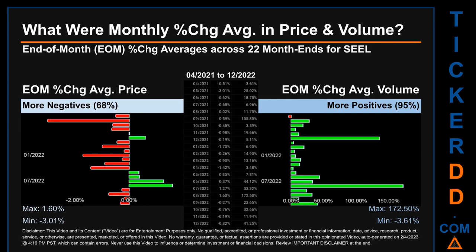In terms of volume, 21 out of 22 month ends had a positive percentage change. That is 95% of month ends saw a positive percentage change in average volume. Price saw an end-of-month max of 1.60% in average percentage change along with a minimum of -3.01%. For volume, the maximum and the minimum monthly percentage change were respectively 172.50% and -3.61%.